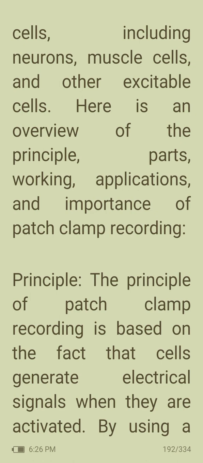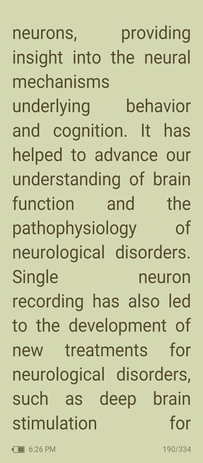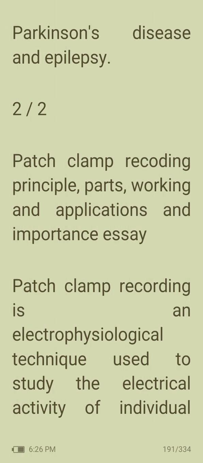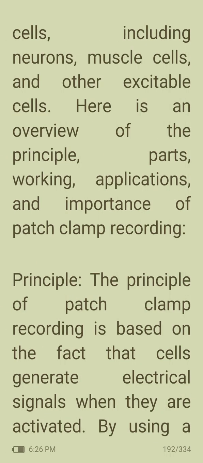Earlier we have learned the action potential of one single neuron. That was measured in the earlier case, like the single neuron recording. Here a similar case is happening in patch clamp recording. So patch clamp recording is an electrophysiological technique used to study the electrical activity of individual cells, including neurons, muscle cells and other excitable cells. Here is an overview of the principle, parts, working, application and importance of patch clamp recording.